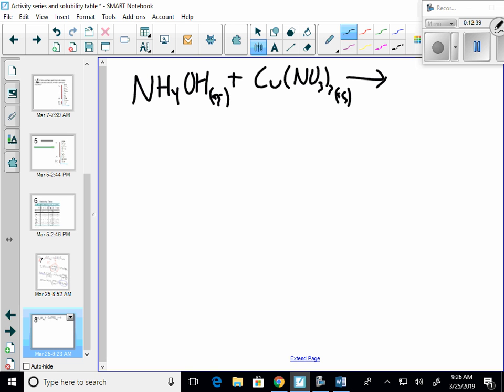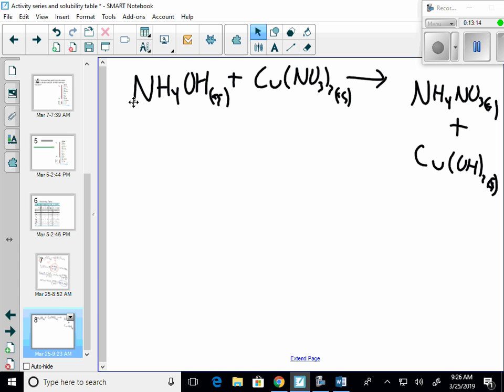yields. The first product is ammonium nitrate. I'm sorry that I'm running out of room, so I'm going to write my other product below, which is the copper 2 hydroxide. That's a solid. Again, you might have to use your polyatomic ion sheet when you're doing this to help figure out which one is which. From there, though, you do need to balance the equation.